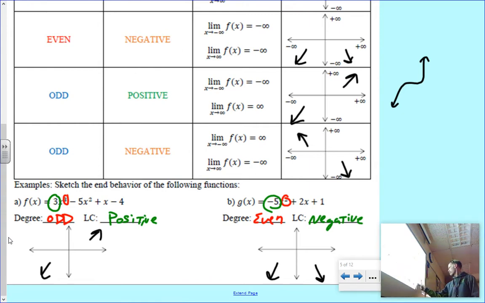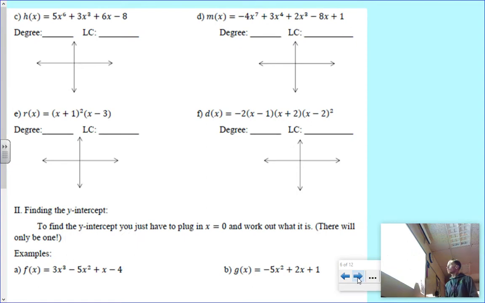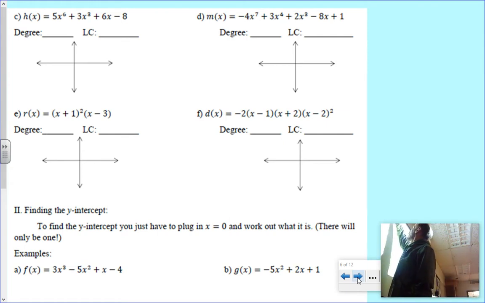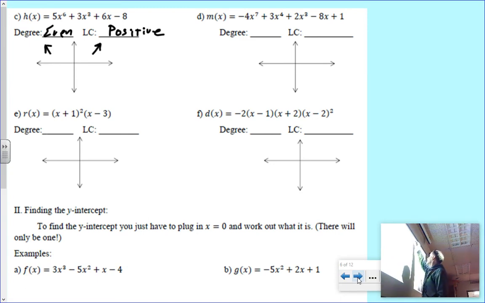Got a couple more examples. If you want to pause the video and do those on your own, you can go back and refer to that table if you need to. So I'll give you just a couple seconds to see if you can do C and D. So notice on part C, the degree again is even, the LC is positive. Even positive, both sides going up. Part D, the degree is odd, 7, and the LC is negative, -4. Odd negative, up on the left, down on the right.